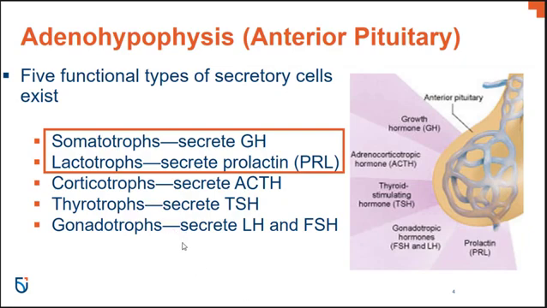You can see a commonality amongst many of these cells and their names with their releasing hormones. Next up, we're going to discuss both growth hormone and prolactin. That's why they're highlighted on this slide. And then after that, we'll continue with the rest of the hormones.